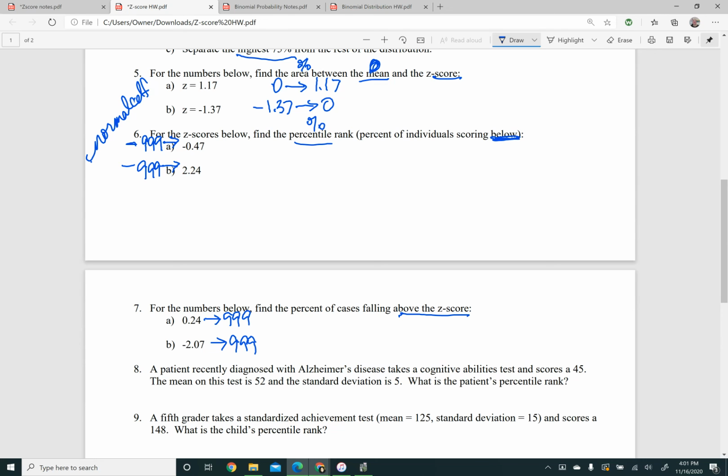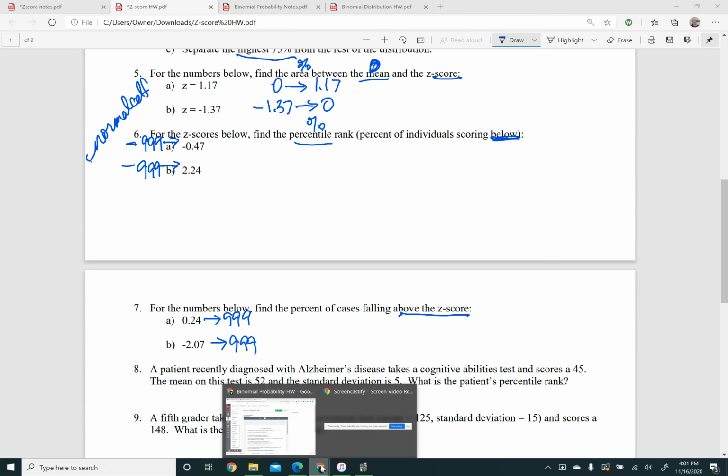I think the rest of them are fairly simple. Those were a little bit weird, so I wanted to talk about those with you. So that should be all you need to do your homework for z-scores.